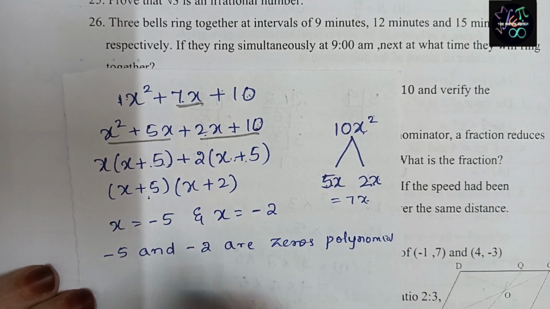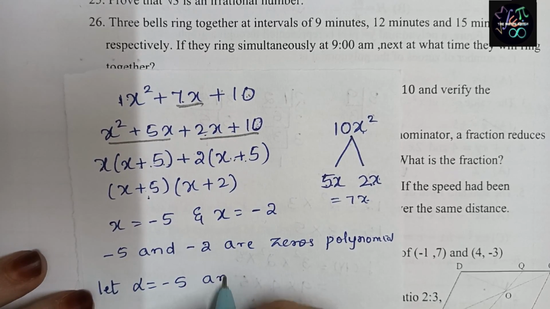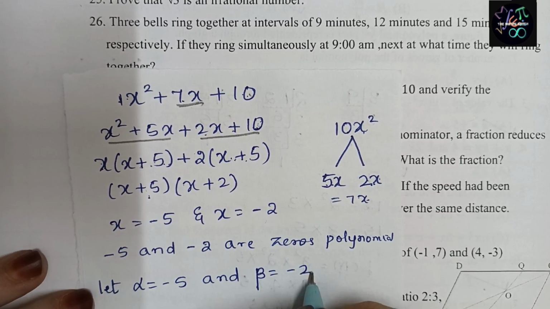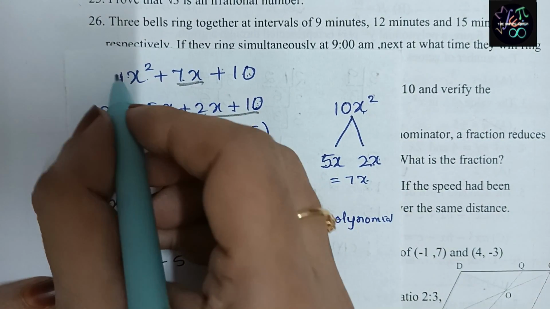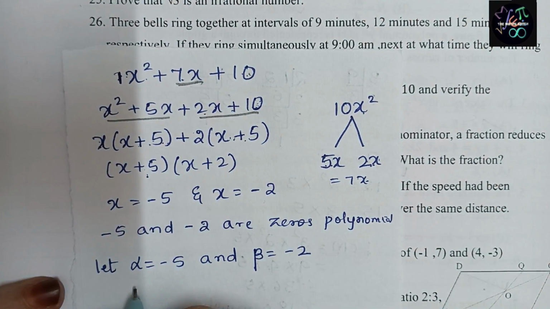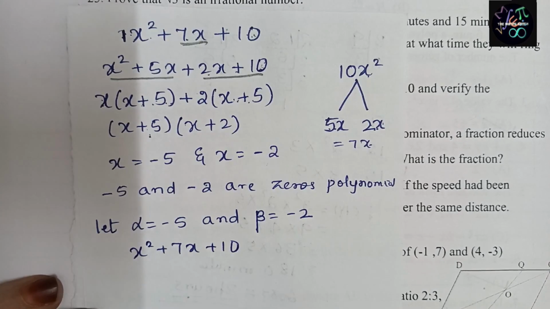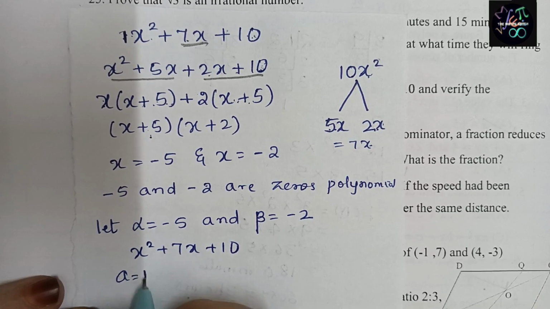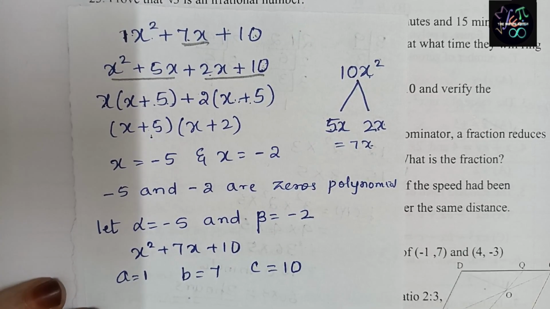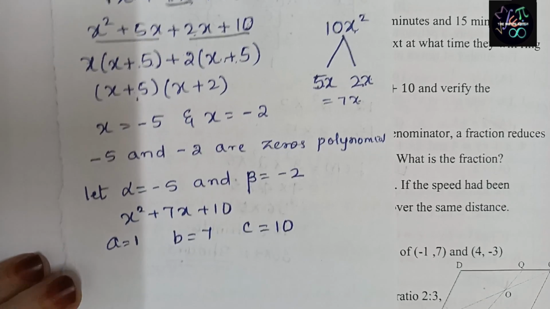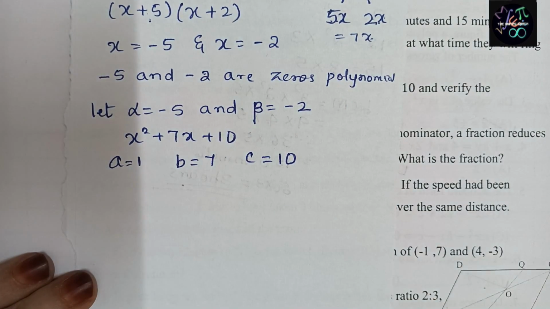Now let us consider alpha is minus 5 and beta is minus 2. Okay, alpha is minus 5 and beta is minus 2. Now from the equation, for example, I'll write the equation one more time, x square plus 7x plus 10. A value 1, B value 7 and C value 10. Now we should verify the relationship, right? We have the alpha, beta values. We have the A, B and C values. Let us write now.